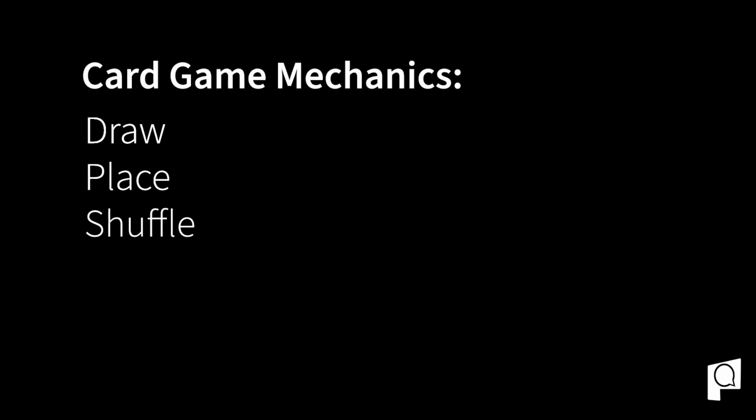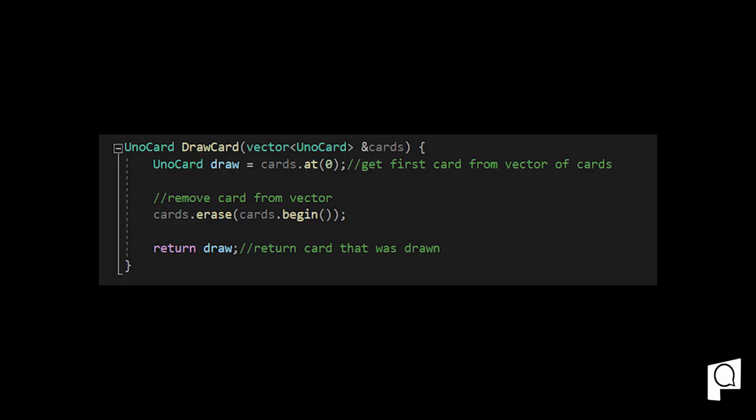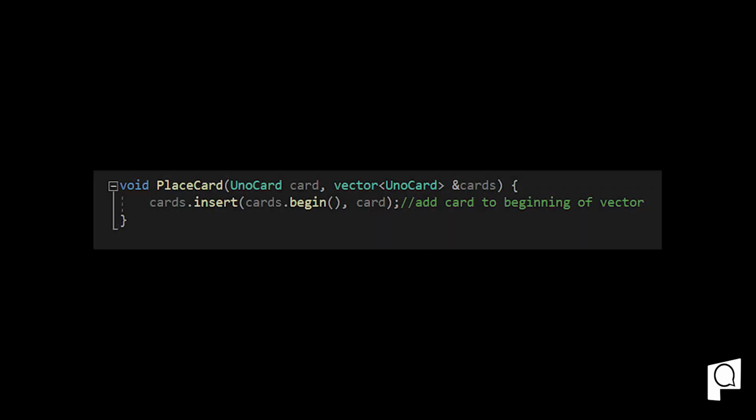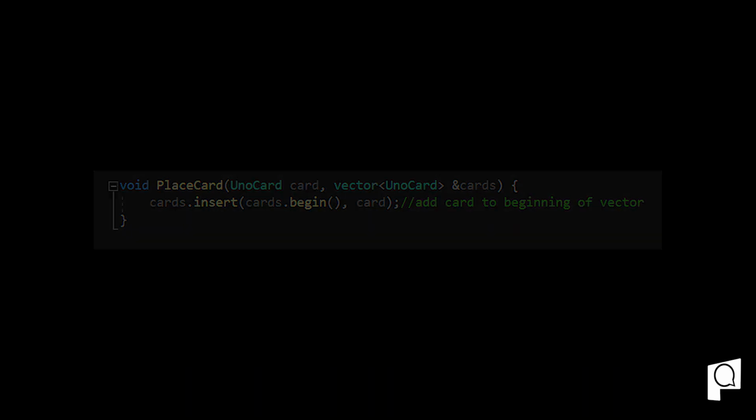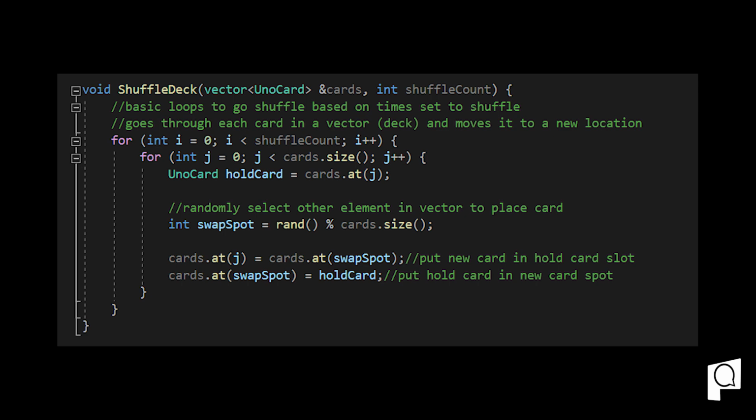Now, let's take a look at our three functions: draw, place, and shuffle. The draw function looks at the first card in our vector and puts its value in a placeholder. It then removes the first element from our vector and returns our placeholder. The place function takes a card that's been passed and puts it in the front of a vector. Lastly, the shuffle function goes through a deck a number of times that can be set. Each time it moves a card in the current position to a new position. So that covers some of the basics of coding card game mechanics.